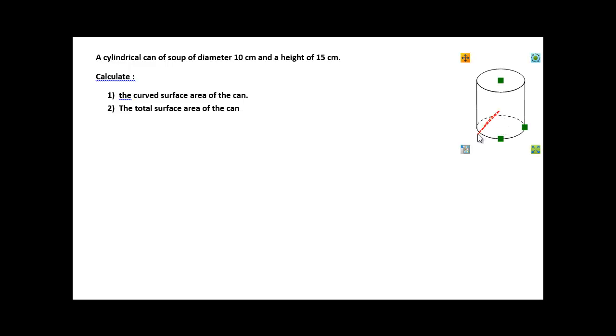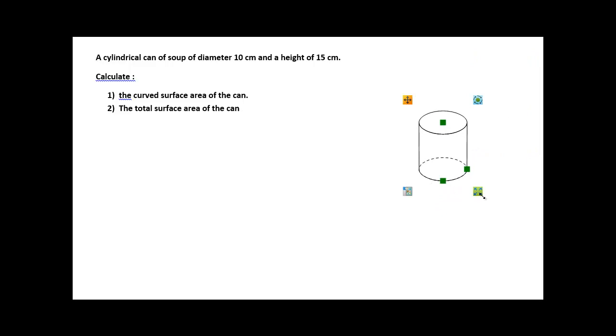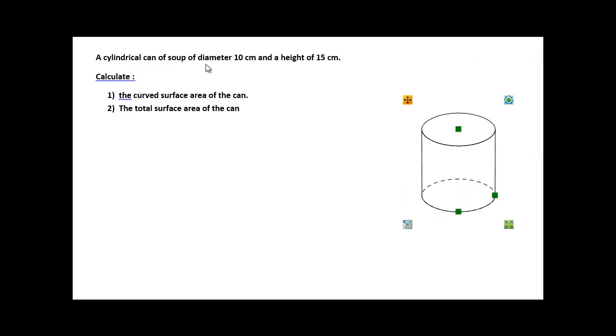In this question, we have a cylindrical can of soup with a diameter of 10 centimeters and a height of 15 centimeters. If this is our can of soup, and its diameter is 10, then its radius is 5 centimeters and the height is 15 centimeters. Find the curved surface area of the can and the total surface area of the can.